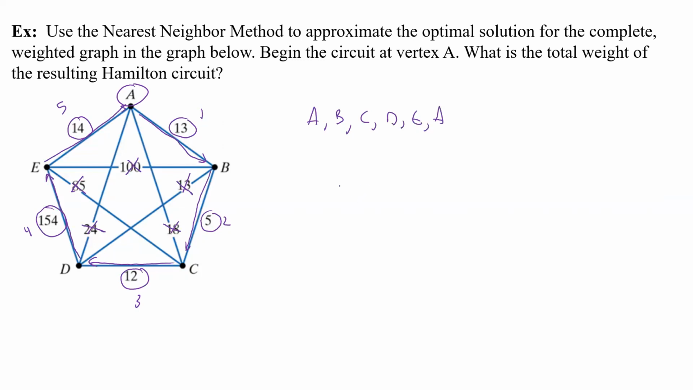And if we want to know what our weight is, which is what they're asking us, we have 13 plus 5 plus 12 plus 154 plus 14, and that's going to give us 198 as our total weight. And this would be our circuit that we would follow for the Hamilton circuit, again only hitting each vertex one time. All right, so that finishes this section, and hopefully that will help you.